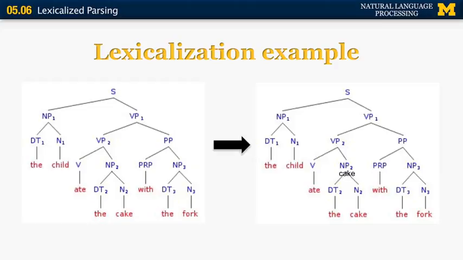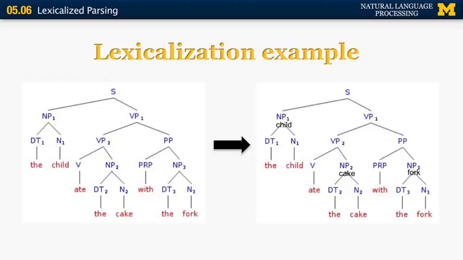The phrase the cake is a noun phrase, and the rule for a noun phrase says that the head of the noun phrase is equal to the head of the noun. So since the head of the noun N2 is cake, the head of the entire noun phrase 2 is also cake. Same thing happens with the fork. The head of the noun phrase labeled noun phrase 3 is going to be fork because its main noun is fork. Similarly, the head of the noun phrase 1 is going to be child because the head noun is child.